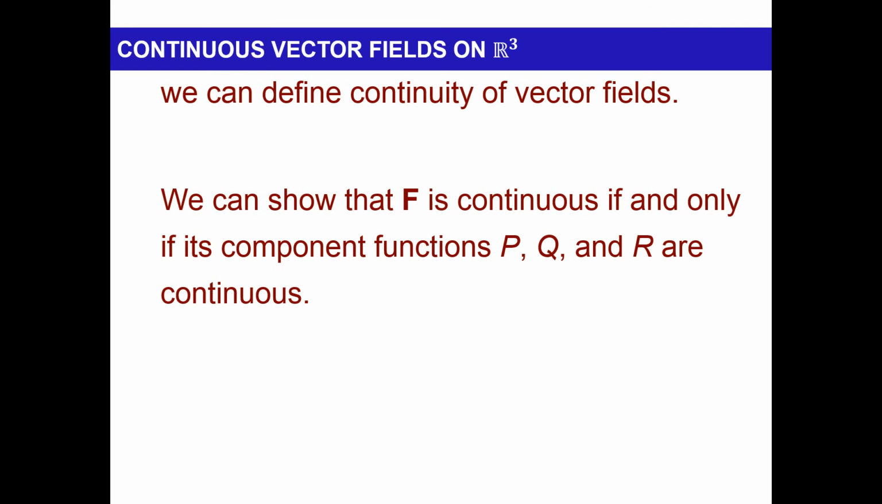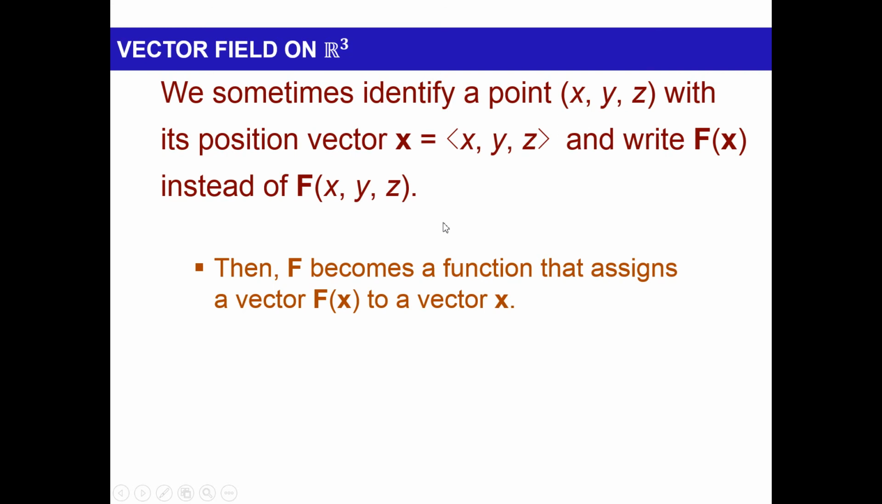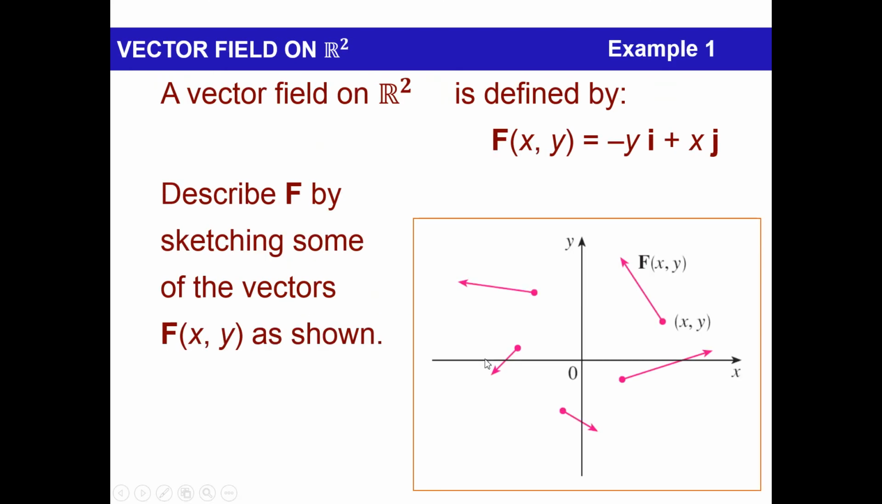A vector field is continuous if its components are continuous. So if a vector field lies in R3, then its components p, q, r must be continuous. Then f is also continuous. We sometimes identify a point (x, y, z) with its position vector (x, y, z), and write f(x) instead of f(x, y, z). Then f becomes a function that assigns a vector to a vector x, okay? Rather than a point, it assigns a vector to a vector.